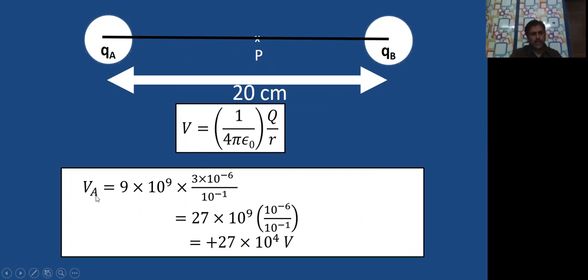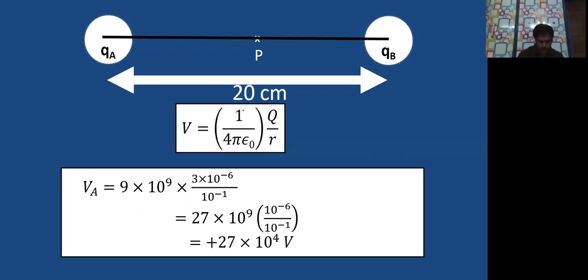So V is 1 by 4 pi epsilon 0 Q by R. First calculate VA, children. 1 by 4 pi epsilon 0 is 9 into 10 power 9. Q, first charge value, how much? 3 into 10 power minus 6, by distance, 10 power minus 1. What is 9 threes? 27. 10 power minus 6 by 10 power minus 1 is remaining. What is 10 power minus 6 by 10 power minus 1?